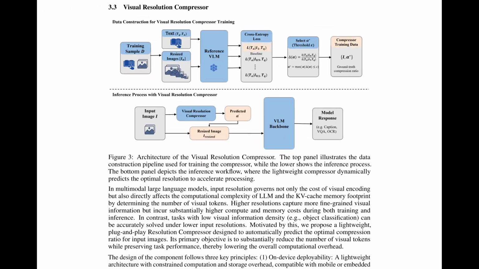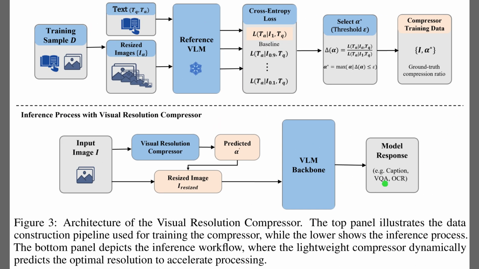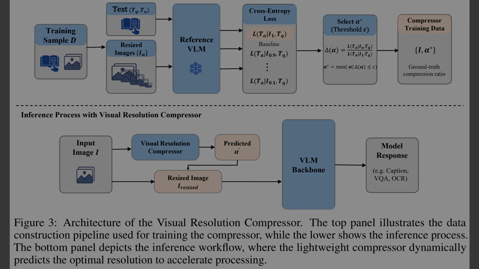Figure 3 shows how the visual resolution compressor learns to pick the smallest image resolution that still preserves answer quality, so the system saves compute without losing much accuracy. The top panel builds training labels by resizing each image many ways and scoring them with cross-entropy loss, which is a measure of how surprised the model is by the correct answer. The selection block then chooses the best compression ratio under a loss threshold. The bottom panel shows inference, where the compressor predicts a ratio before the vision language model runs.